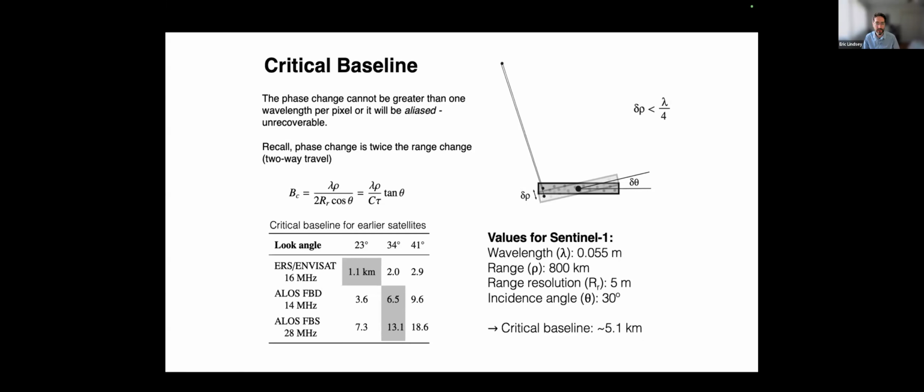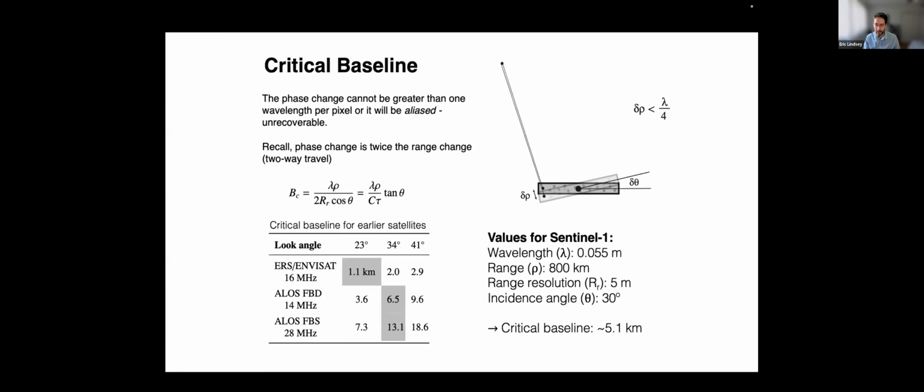The main difference is the range resolution is much higher, right? They had about similar wavelength, range and incidence angle, but Sentinel-1 has a much higher range resolution, and so its critical baseline ends up being a little bit larger. So it's not something that we have to worry as much about with modern satellites typically, because they've gotten to be higher resolution, and so the critical baseline is further away.